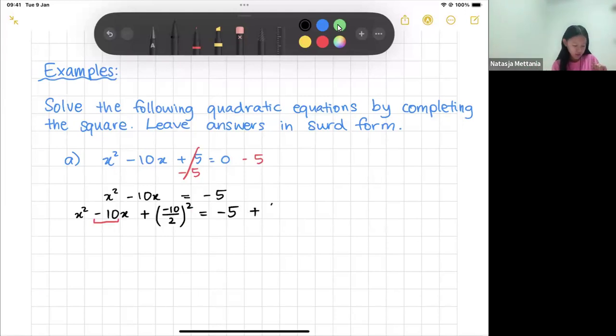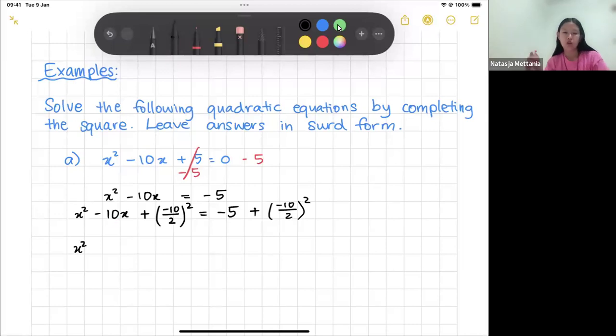So I need to add negative 10 over 2 whole squared. Next part here is going to be factorizing it into perfect squares. But before that, let's just make sure we know what it is.